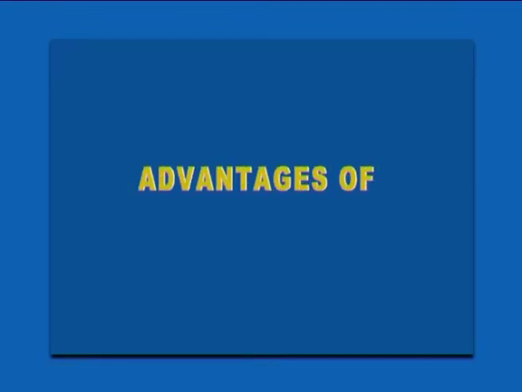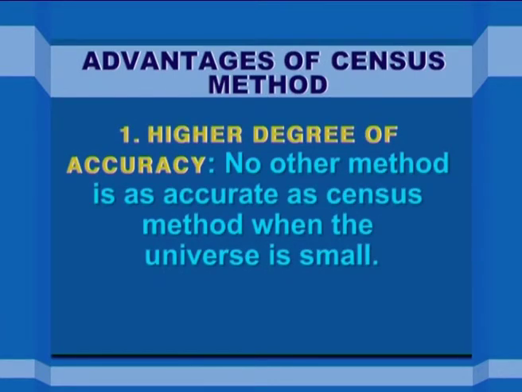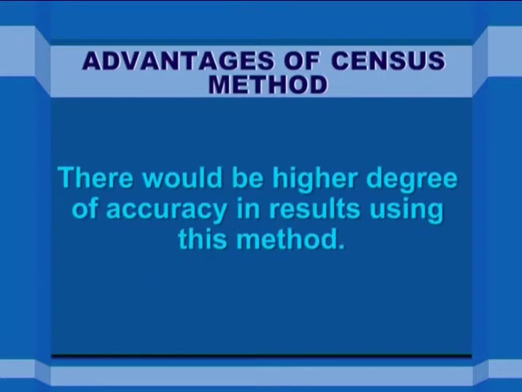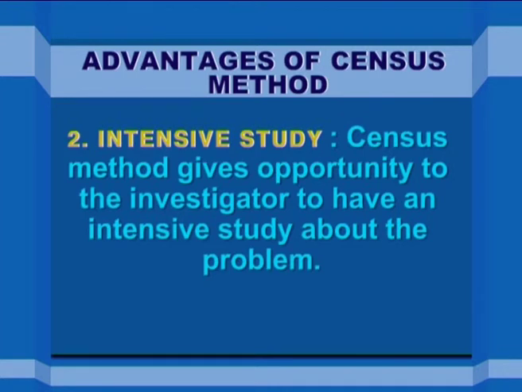There are many advantages of the census method. Number one, higher degree of accuracy. No other method is as accurate as the census method when the universe is small. There would be a higher degree of accuracy in the results using this method. Number two, it's an intensive study. Census method gives opportunity to the investigator to have an intensive study about the subject or the problem.